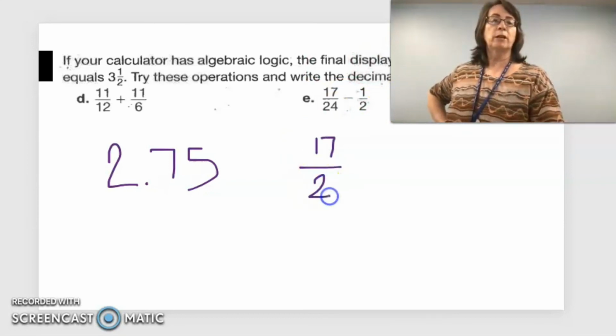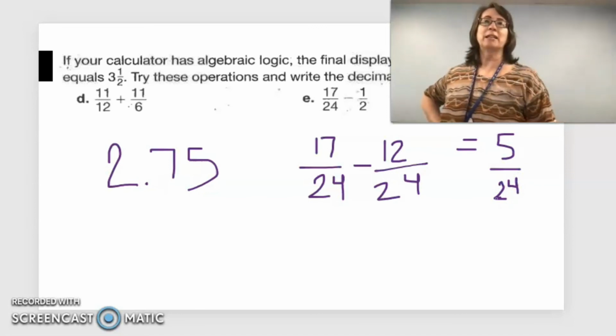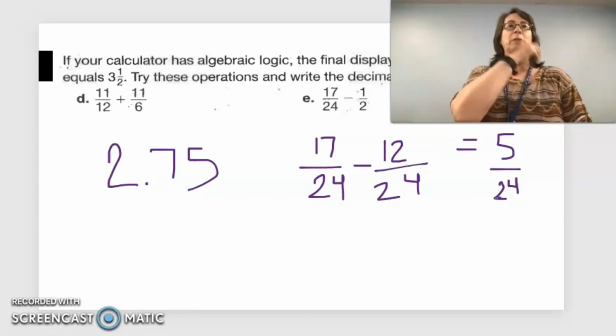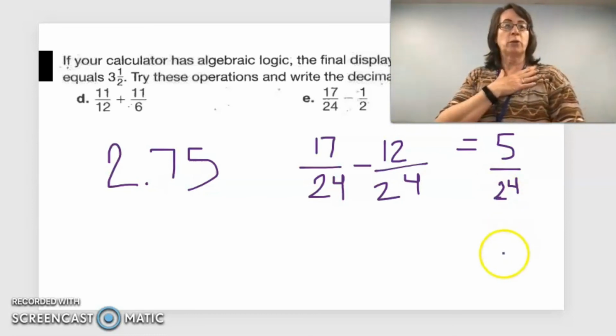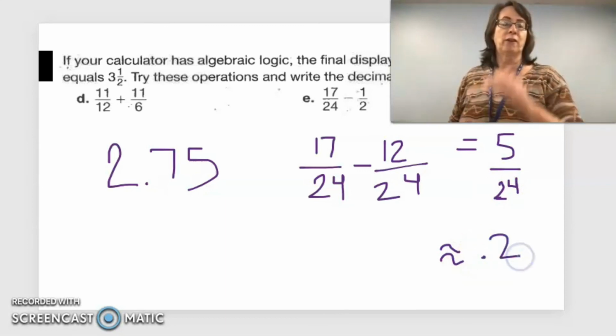Okay, now let's see. 17/24. If I were going to do it out, 1/2 would be how many 24ths? 12/24. So what's our answer? 5/24, isn't it? Our answer should be 5/24. So let's approximate. That's going to be about 1/5. If we change the 24 to 25, we give ourselves a guess, approximately 0.2, because that's what 1/5 is, okay?